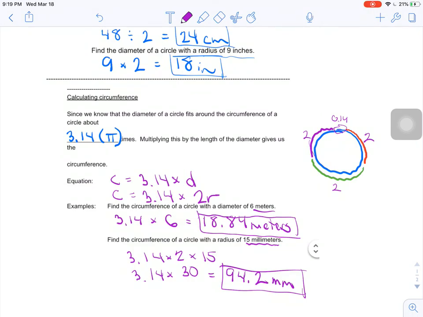And again, I'm saying about because when we use 3.14, that is not actually pi. As you saw in the video, it's a rounded version of pi, but it's what most people use when they're calculating with pi because it's accurate enough that it gives reasonable answers. So the actual circumference is not exactly 94.2. It's actually a little bit different than that, but that's pretty close to what it actually is.